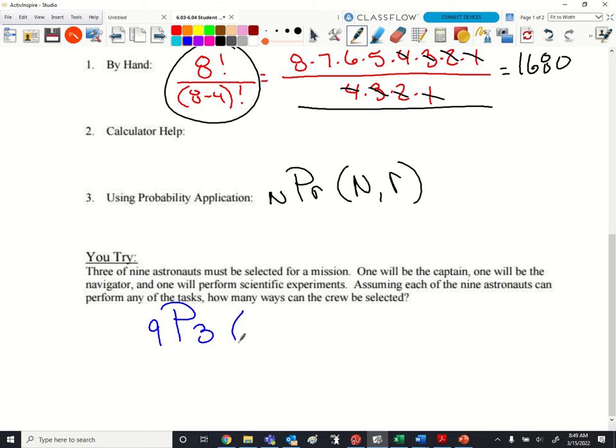And so that's going to be 9, 3, and I'm going to just put this in the calculator, and I come out with a grand total of 504. Oh, I thought it'd be a little bit more. Just 504? You guys agree? Not too bad, right?